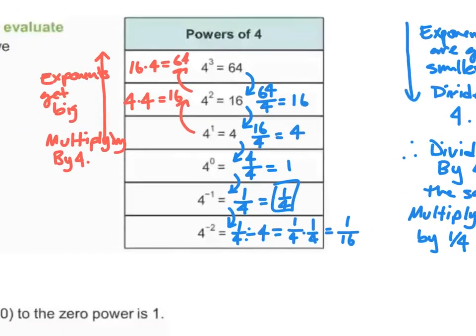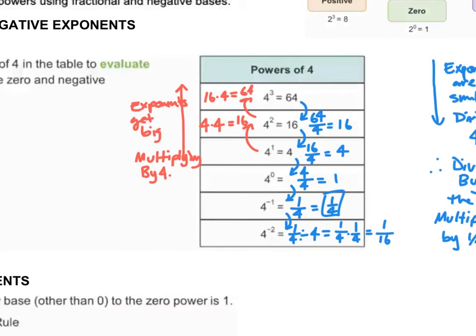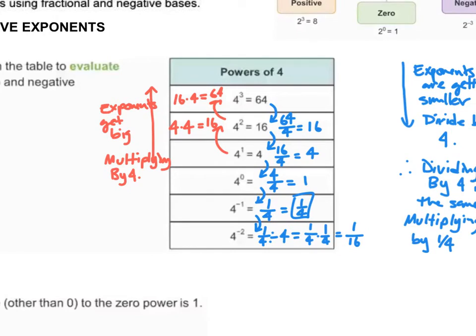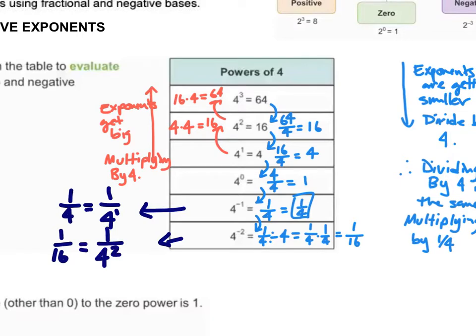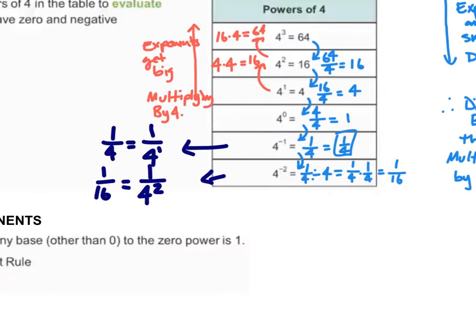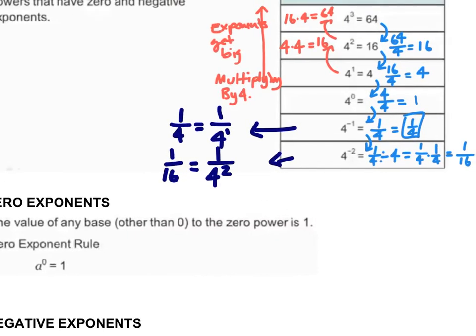One pattern I want you to recognize from these two numbers is that 1/4 is really the same thing as 1/4 to the first power. Down here, I had 1/16. That's really the same thing as 1/4 squared. We're going to come back to that. But before we move on, I want to talk about what we got for the zero exponent.